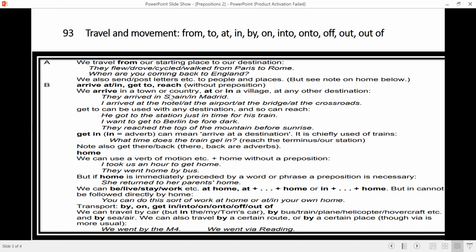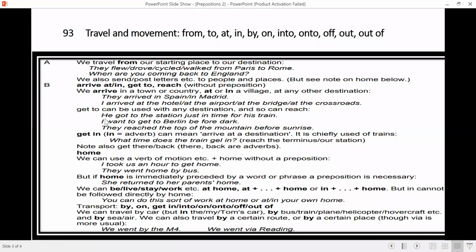We arrive in a town or a country, at or in a village, at any other destination. How can we use arrive in or at? They arrived in Spain, in Madrid. All right, in is used with a country, with a bigger place. I arrived at the hotel, at the airport, at the bridge, at the crossroads. All right, at can be used with such destinations which are not as big as a country.